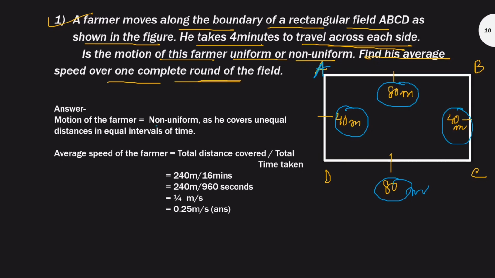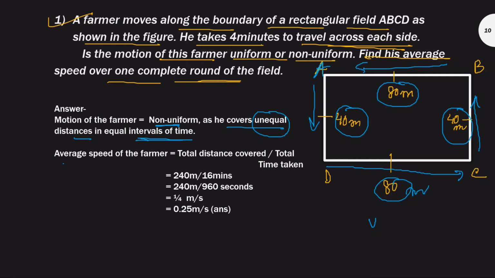The motion of the farmer is non-uniform motion. Why is it non-uniform? Because first he is moving 80 meter, then 40, then again 80, then again 40. So it is not constant. It is always changing. The distance is always changing. And he covers unequal distances in equal intervals of time. So the distance is totally unequal. Sometimes 40, sometimes 80. Clear?